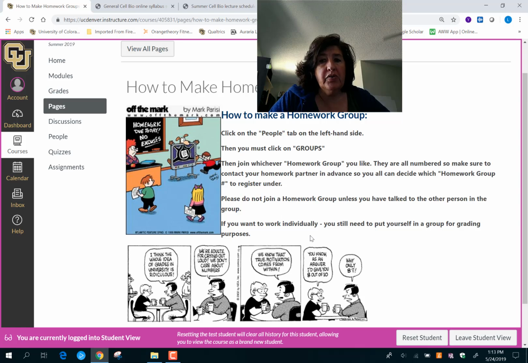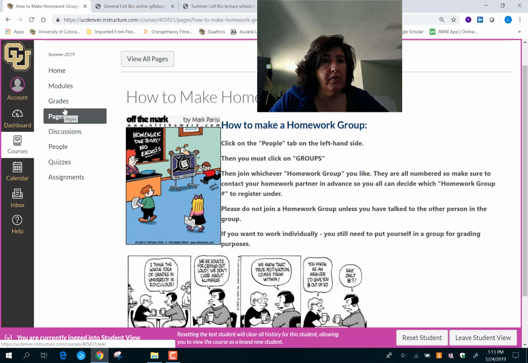If you want to work individually, you put your name in one of the groups 31 through 60. If you guys want to work together, you go. Don't make additional groups. Okay, I've made the homework groups for you.